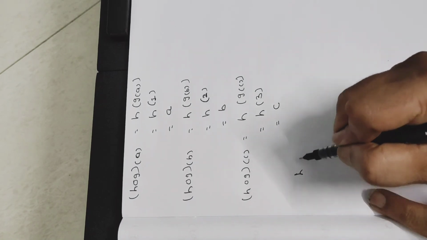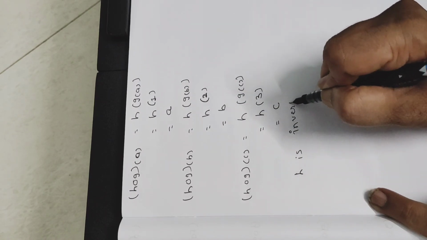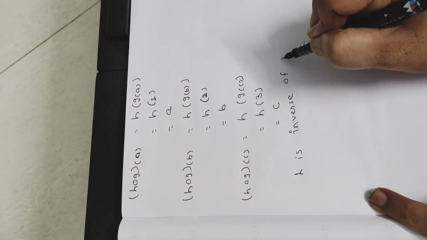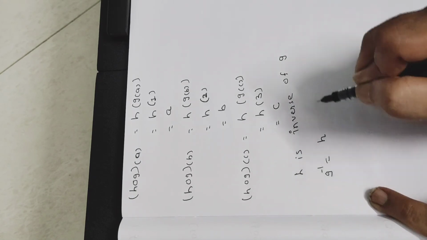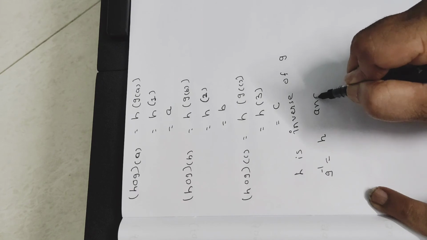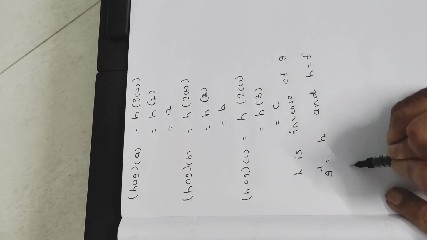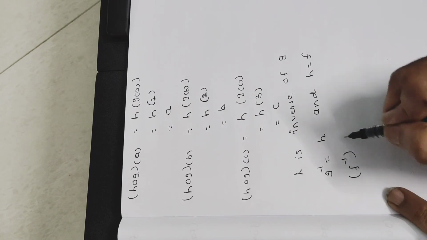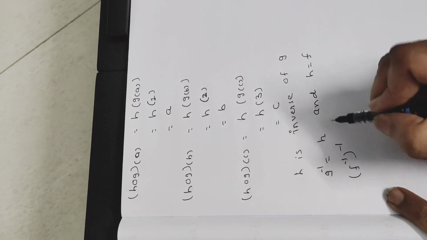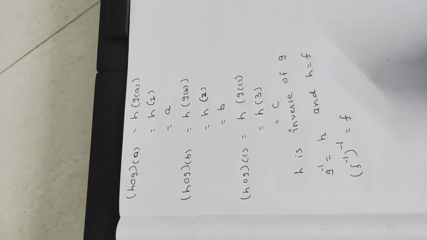Now, h is the inverse of g. So g inverse is equal to h and h is equal to f. So f inverse is g, the inverse of that is h, and that h is equal to f.